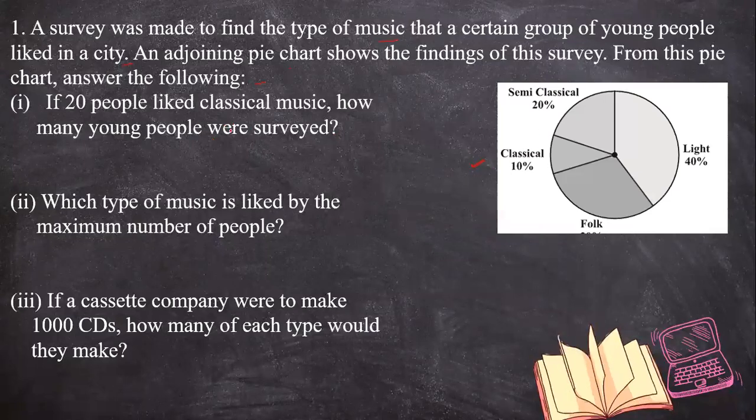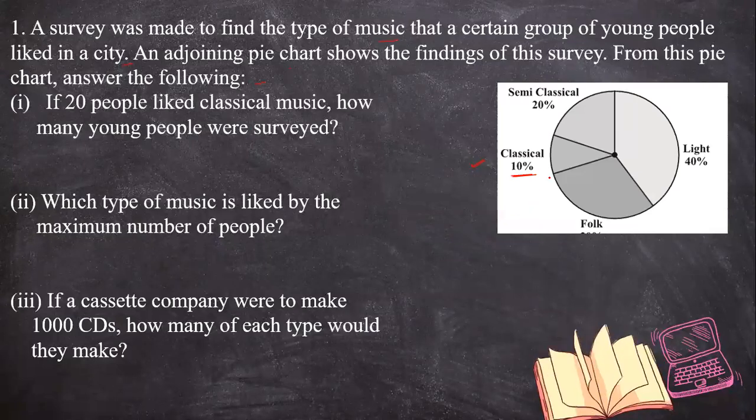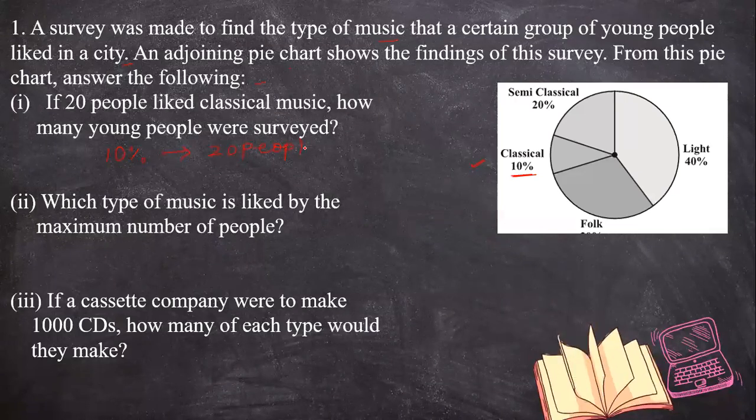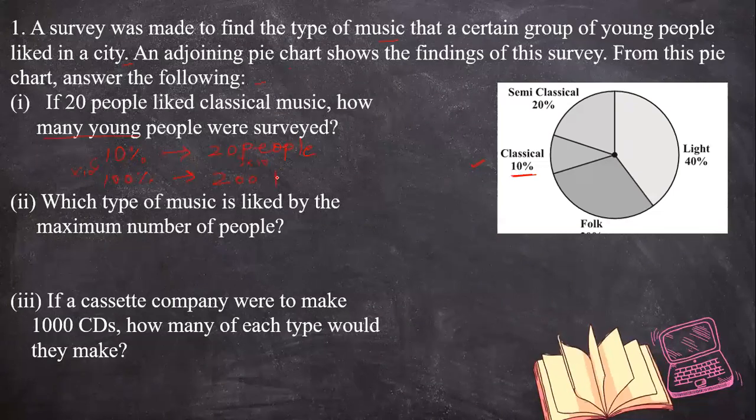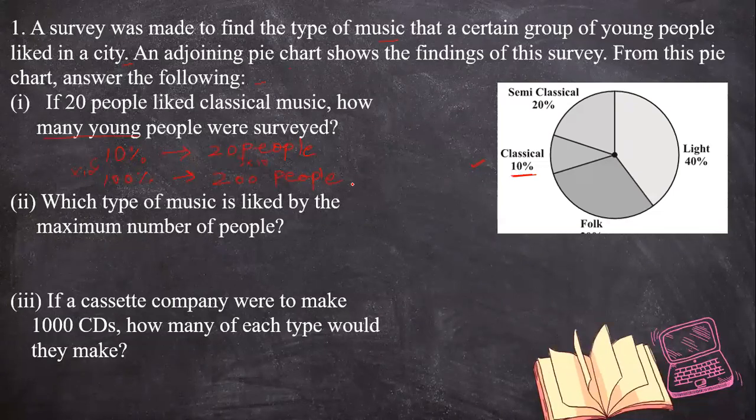So 20 people like classical music. So what percentage of people are liking classical music? 10%, right? It is given to you that 10% means 20 people. So if 10% means 20 people, we need to find 100%, which means the total. So what we are going to do here is simply multiply by 10, and here also multiply by 10. You will get 200 people, right?